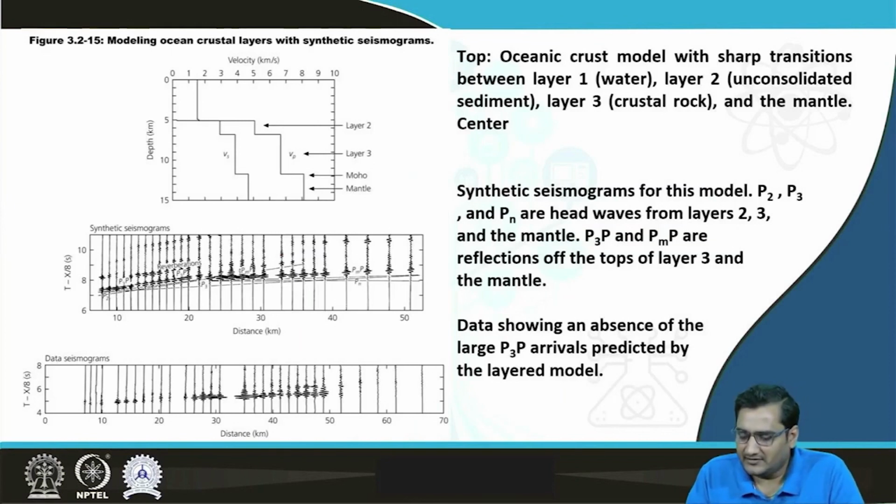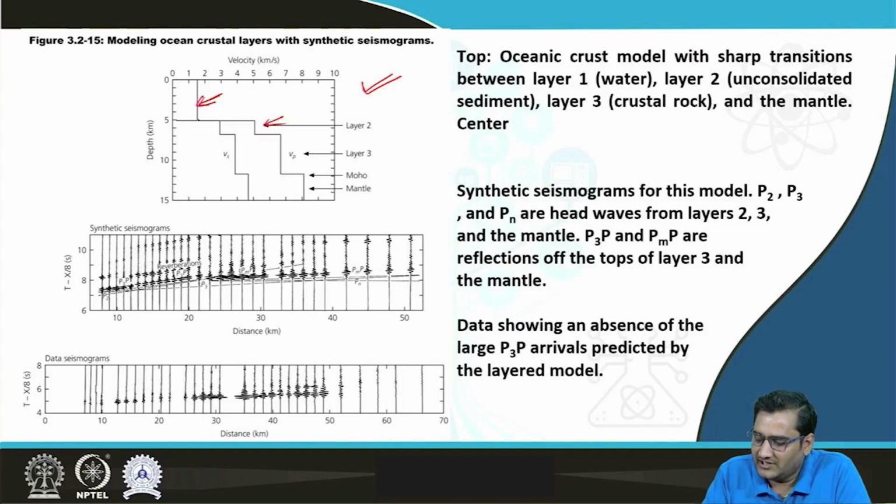Now look at this another example for the identification of various features of the crust. So this is a synthetic model, in which the crust has been divided into several layers, which means we are talking about the oceanic crust here. So first you have the water column, then you have the sediments, and then you have the crustal rocks. And between crustal rocks and the mantle, there is a discontinuity, that is the Moho discontinuity.